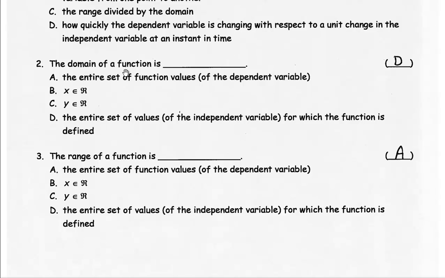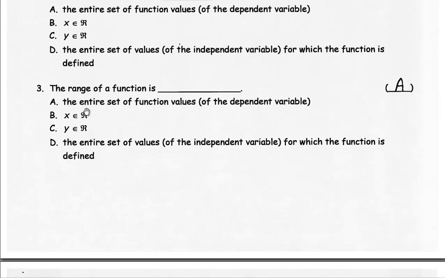The domain of a function is defined to be the entire set of values of the independent variable. We often call it x, but again it doesn't have to be x, for which the function is defined. There can be restrictions on the domain of a function if there's places where the function is not defined for certain values. For question number 3, the range of a function is defined to be the entire set of function values of the dependent variable. We often again call it y, but it doesn't have to be.